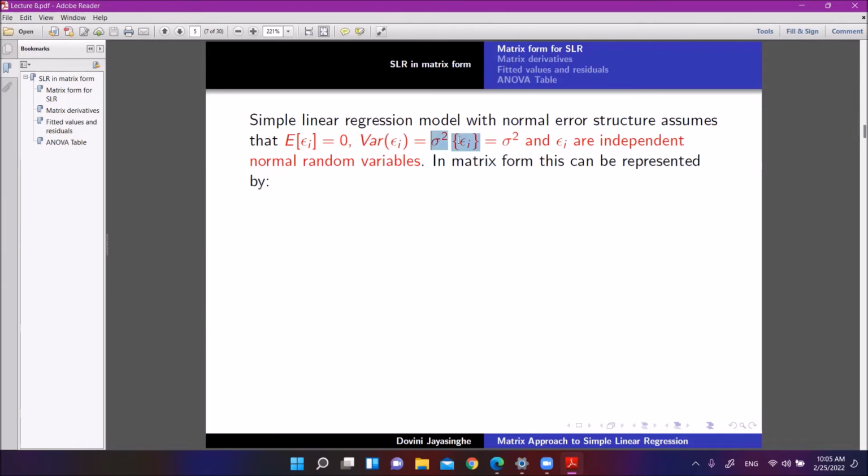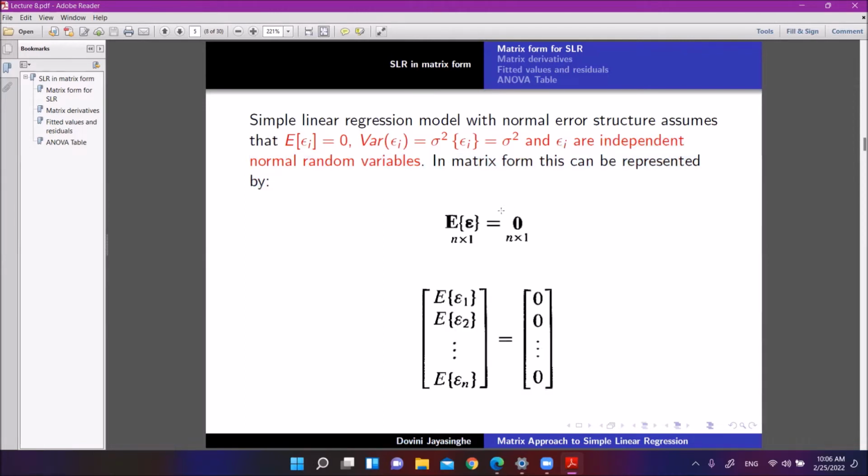Variance of error is, this is the notation that we are using, right? This is my notation actually. So it is constant. This is not sigma squared i, that would mean it is depending on the level of x. No, this is just sigma squared for any level. And errors are independent. So in matrix form, it can be represented by this.